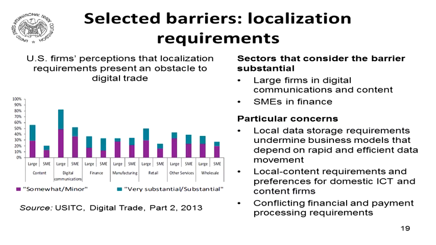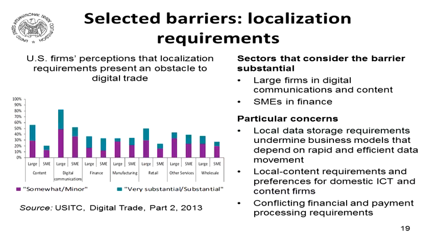So here, just focusing in on one of those barriers, localization requirements. This is coming out of the ITC survey, and if you can read it, I hope you can. Down on that left-hand picture, that's the results for large firms and small firms in the 7 industries that the ITC surveyed. And you can see 2 things. One is that digital communications and content providers, media providers, are most affected by localization requirements. And also, across the board, larger firms are more affected than smaller firms.